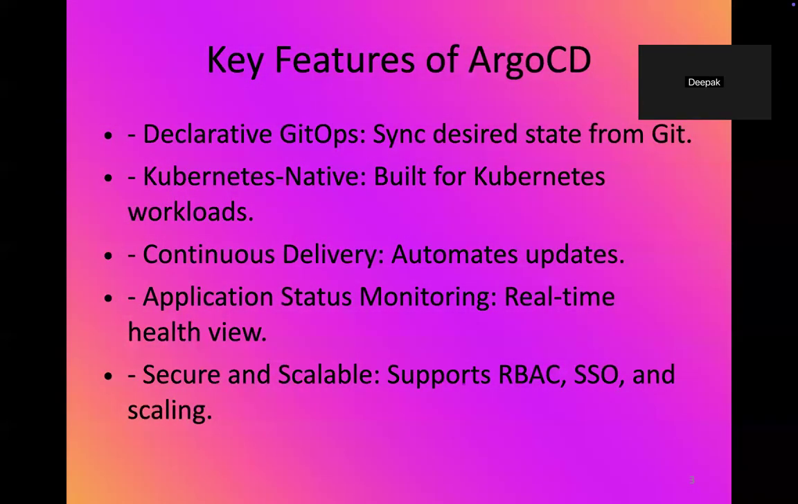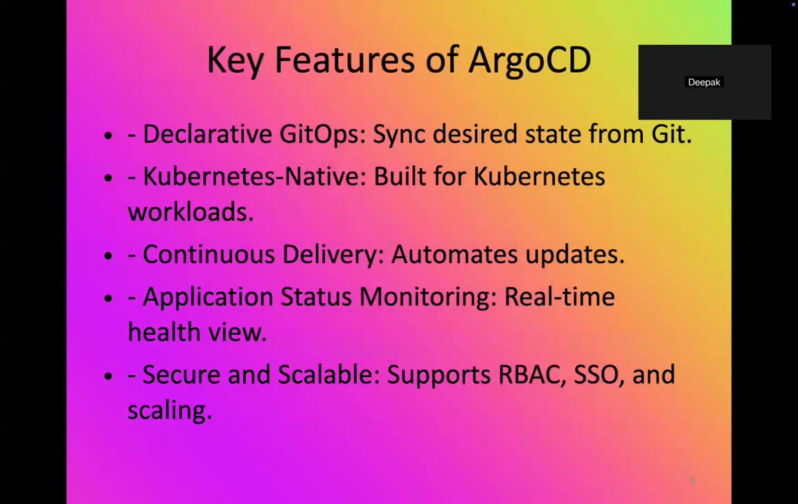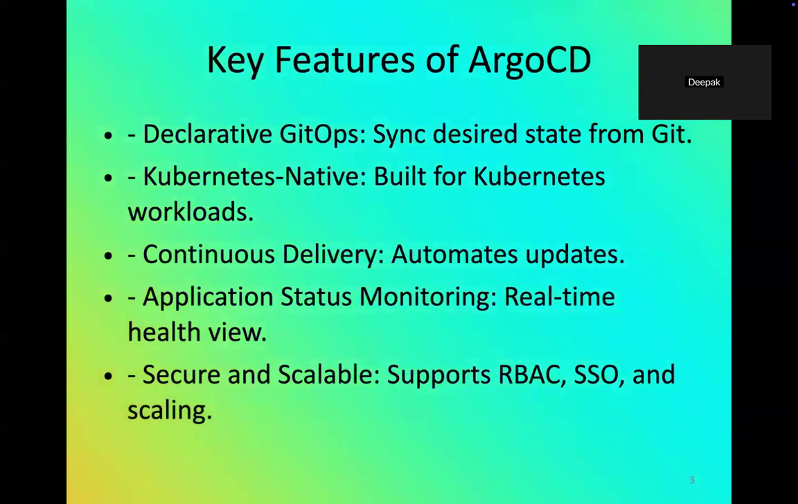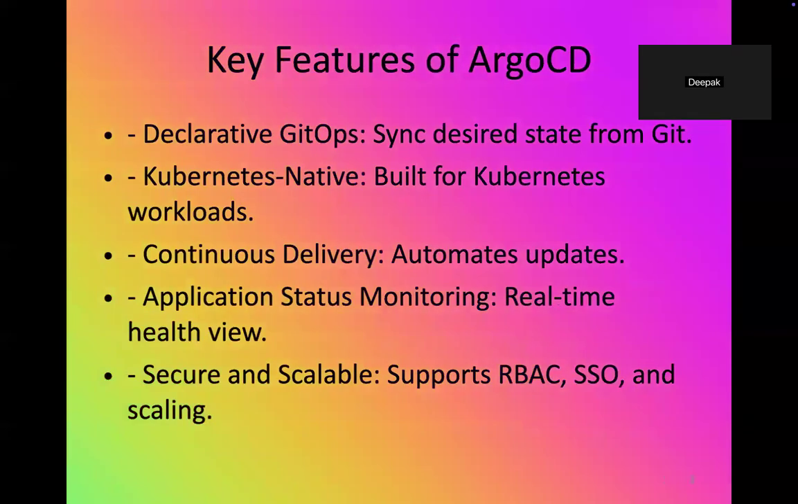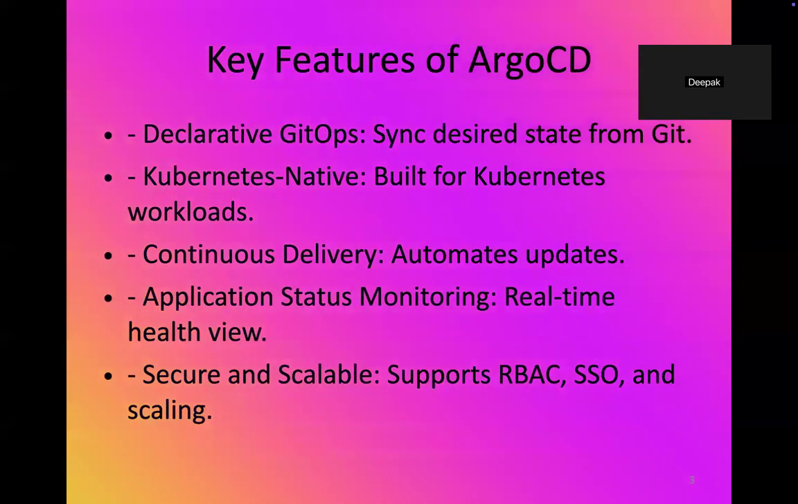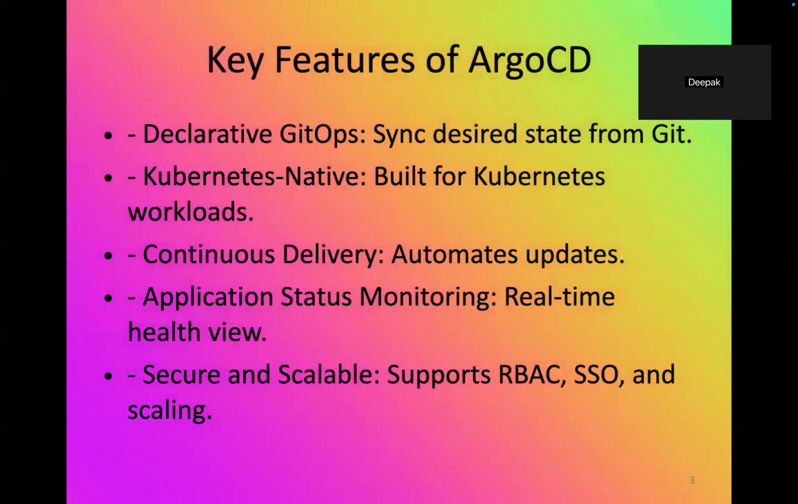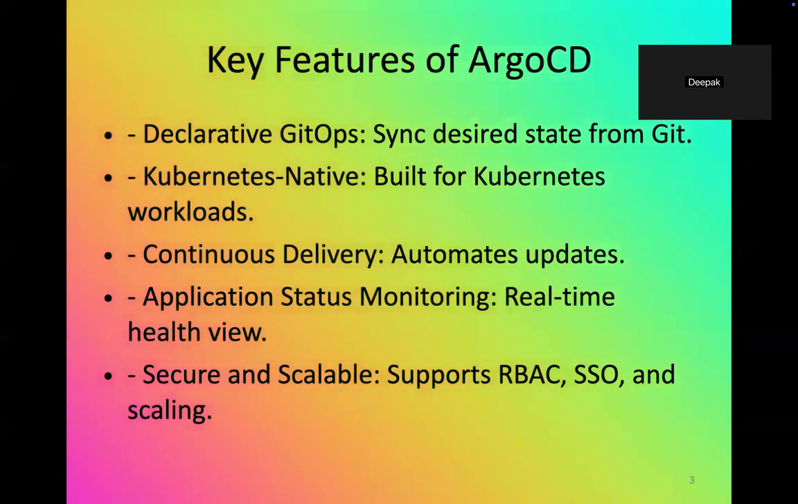Argo CD is declarative GitOps, so it syncs the desired state from Git. It has manual syncing and auto syncing. In Argo CD we have options, so you can sync the desired state from Git. So in the Git main branch, whatever application or service is running, it will get synced from Git. And it is available for Kubernetes native applications, built-in for Kubernetes workloads.